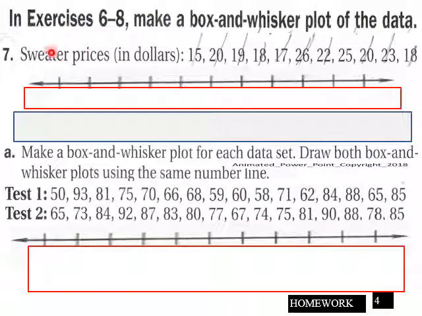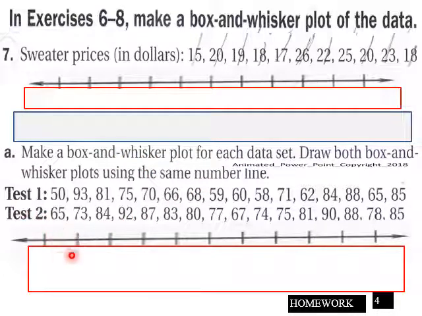Okay, and number 7 here we have sweater prices in dollars, and then here's your data here for sweater prices, and then we want to make a box and whisker of these sweater prices. Put your box and whisker here, make comments here, and then down here for A, make a box and whisker plot for each data set.